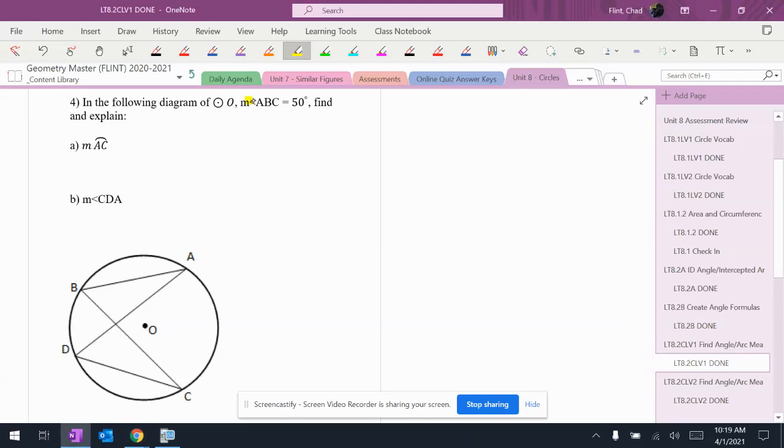Now, because many of these problems are just going to involve numbers, it's not always going to be, hey, this is an angle, or this is an arc, what's the measurement of the angle? In this case, it says angle ABC is 50. It says, hey, what's arc AC? Arc AC is not 50. So don't just say 50.